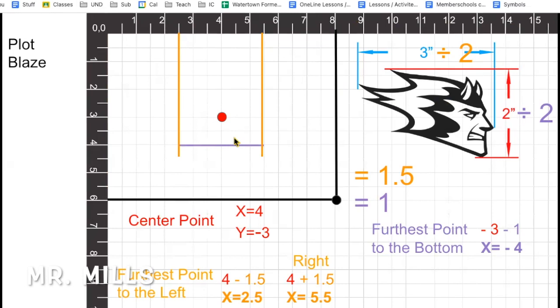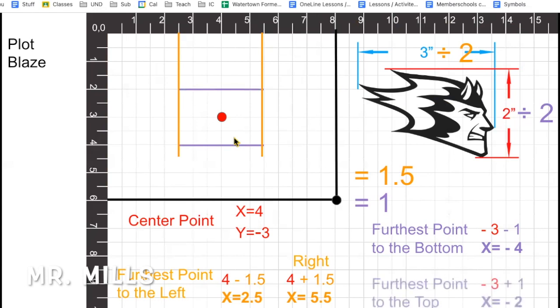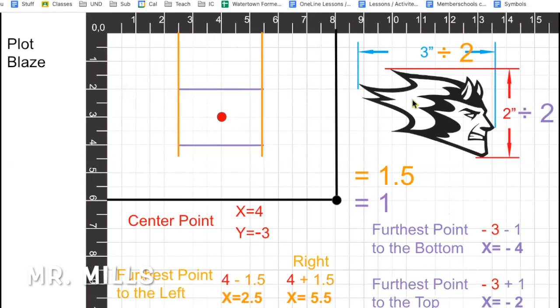Now what you're going to do is find the furthest point to the top, and that's the same process. You're going to take -3 plus 1, that should be -2, and we're going to fill that in right up there. So now we have Blaze's head, and Blaze's head should fit into this box accordingly.